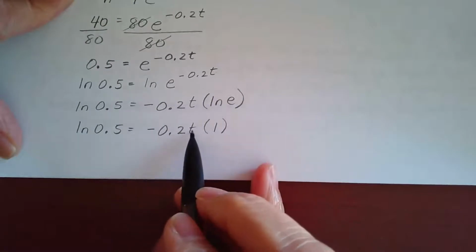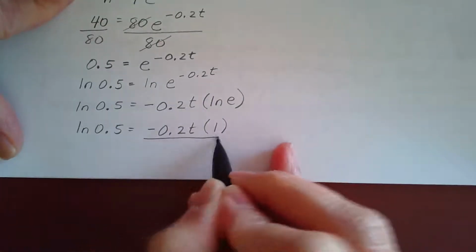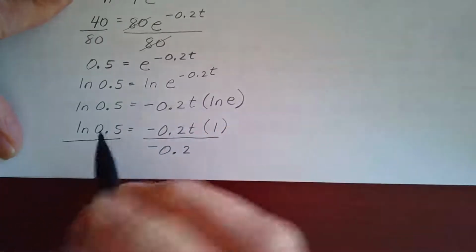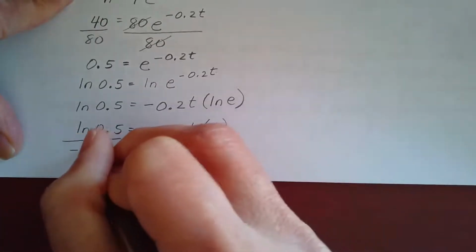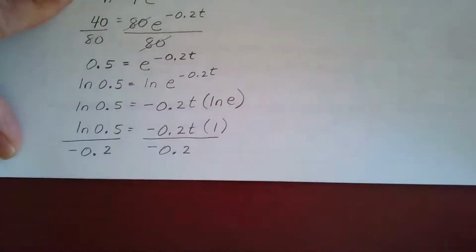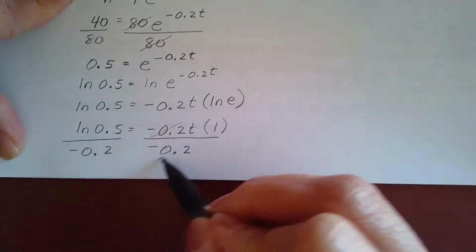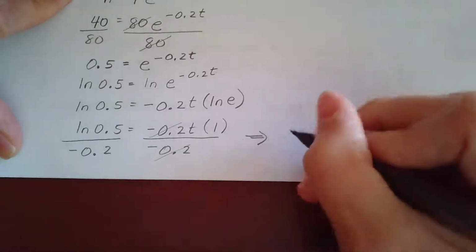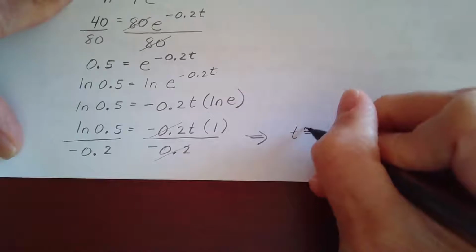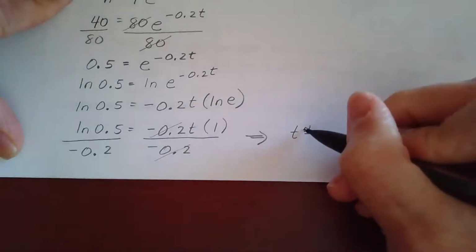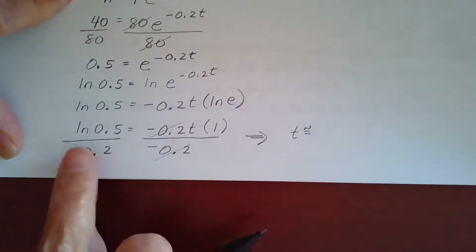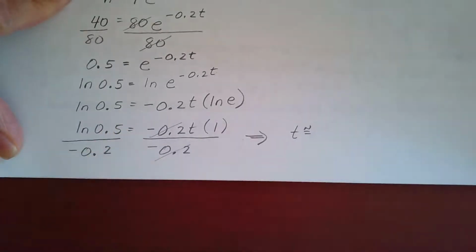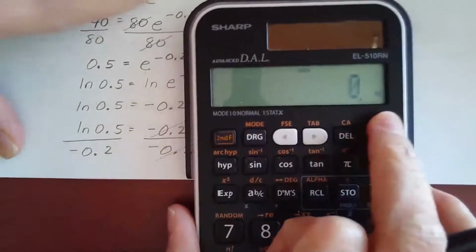So how do I solve for t? I have to divide by negative 0.2, and that cancels. So t is approximately equal to natural log of 0.5 divided by negative 0.2. Let's go ahead and type that in.